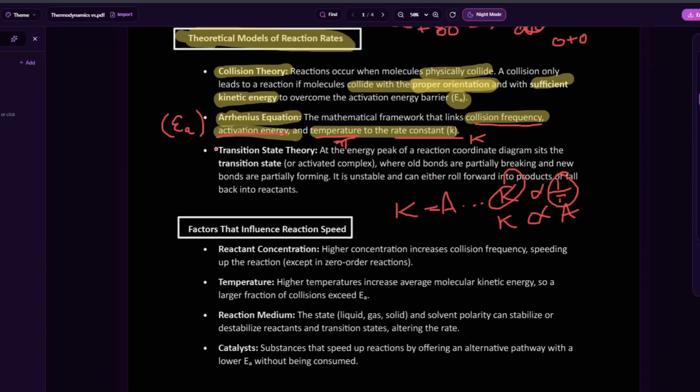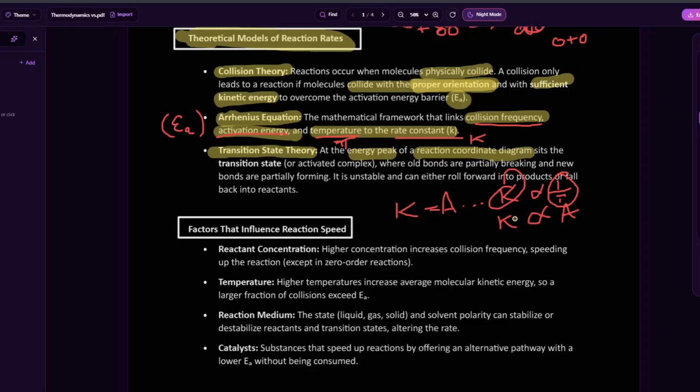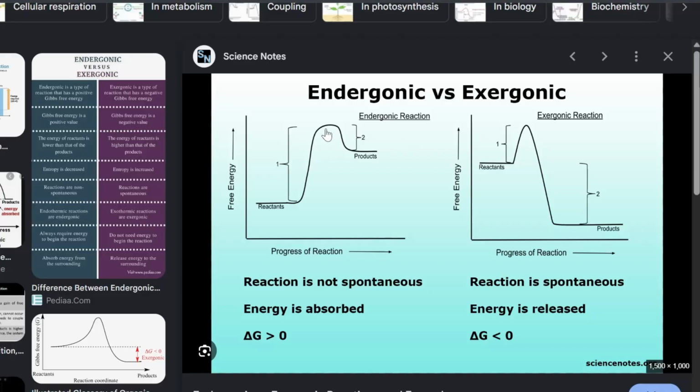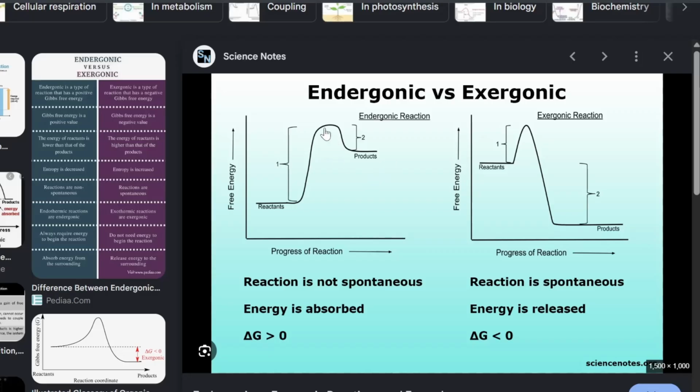Okay. And then transition state theory is a theory about the energy peak of the reaction coordinate diagram. This is like the reaction coordinate diagram that we had up before. Where was it? This one. It's the transition state, or activated complex. This transition state is the highest energy state. What transition state theory focuses on is literally in its name, the activated complex or transition state, where old bonds are partially breaking and new bonds are partially forming. So at this peak, the old bonds are breaking and the new bonds are forming to get to the products.